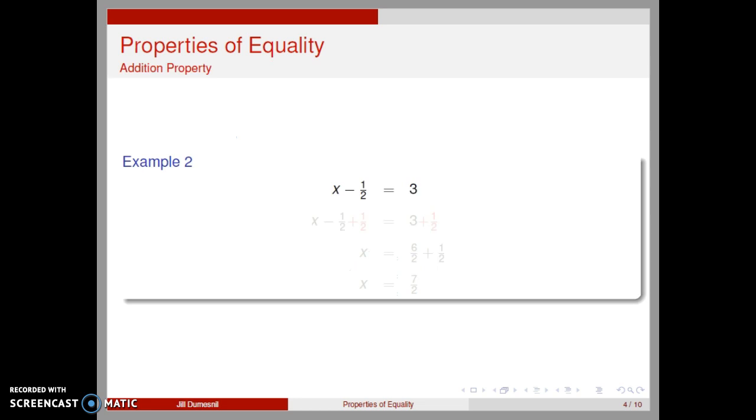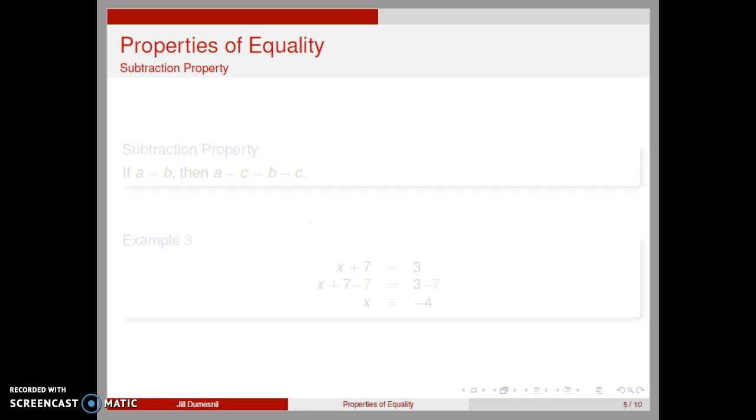Similarly, to solve the equation x minus 1/2 equals 3, we can add 1/2 to both sides of the equation. We need a common denominator to add the fractions on the right-hand side, so x equals 7/2.